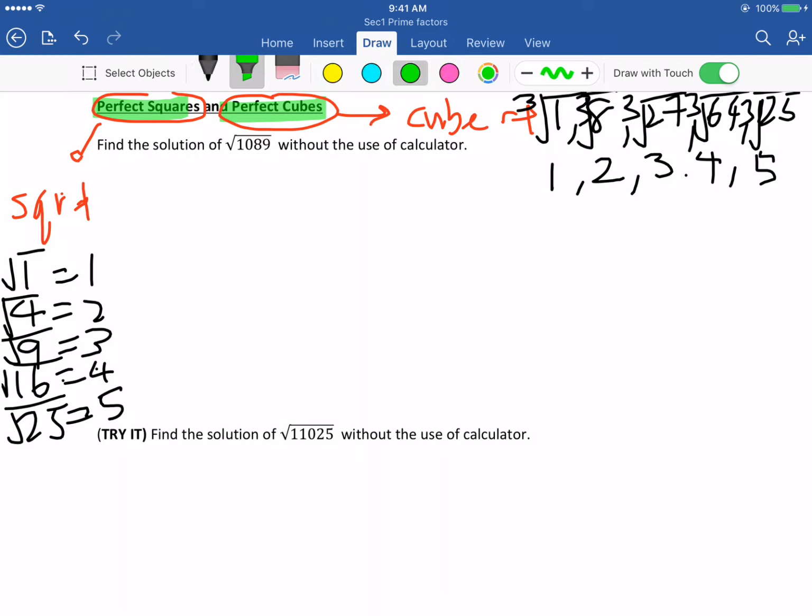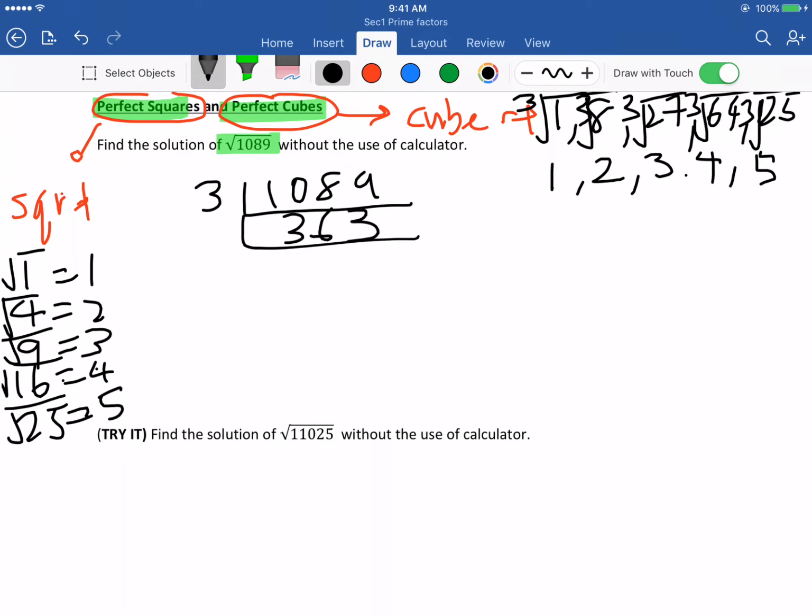Okay, so find the solution of the square root of 1089. Without the calculator, this is what you need to do. First step, we prime factorize 1089. Express 1089 in terms of prime factors. Can 1089 divide by 2? No. Can 1089 divide by 3? Yes. So write 3 here.